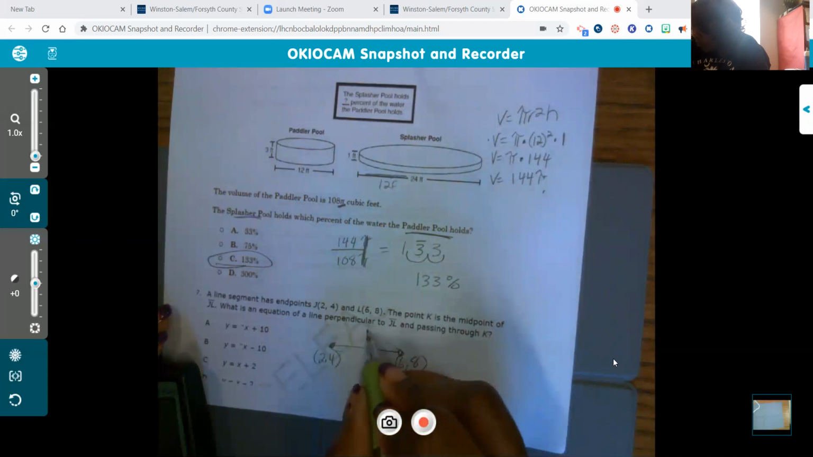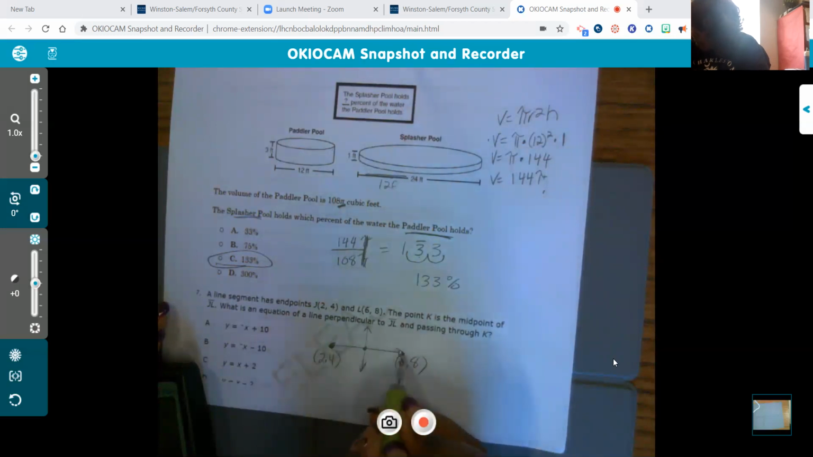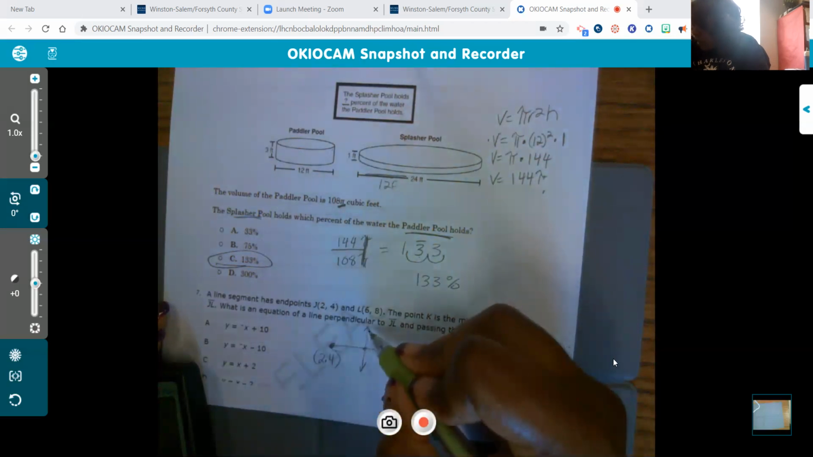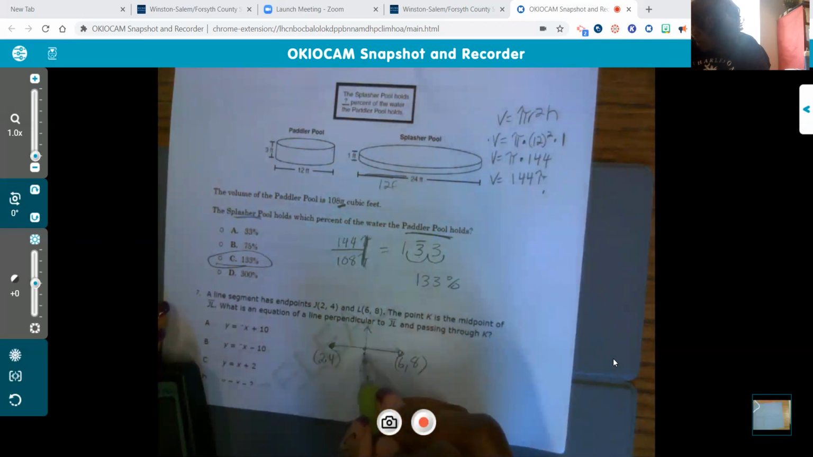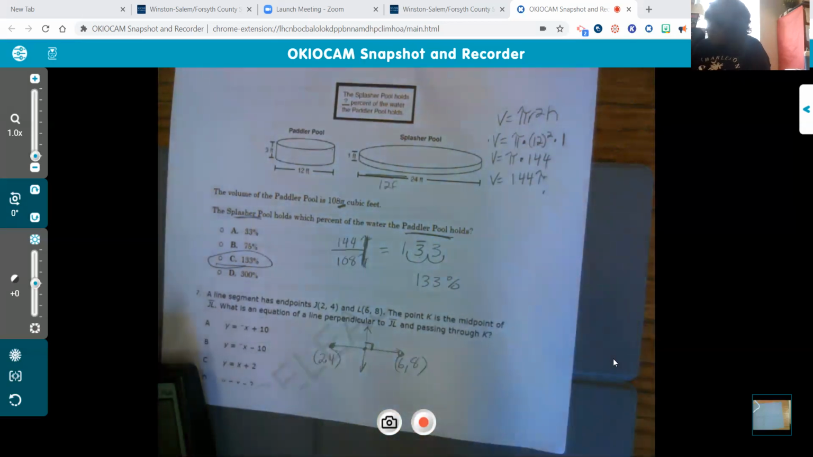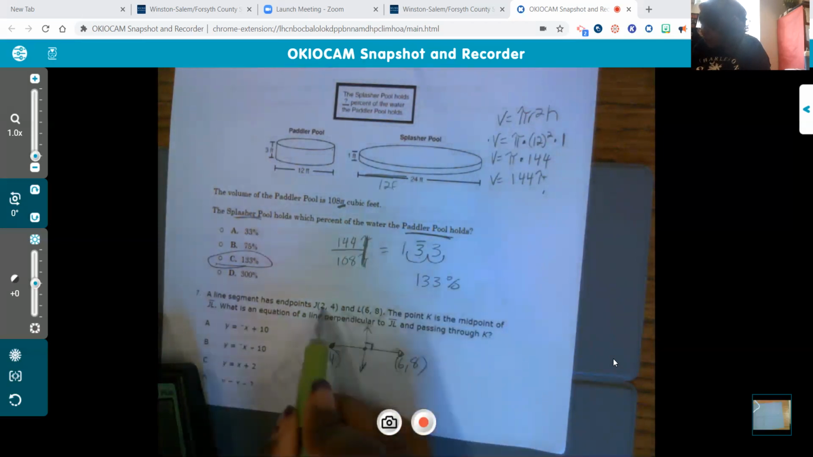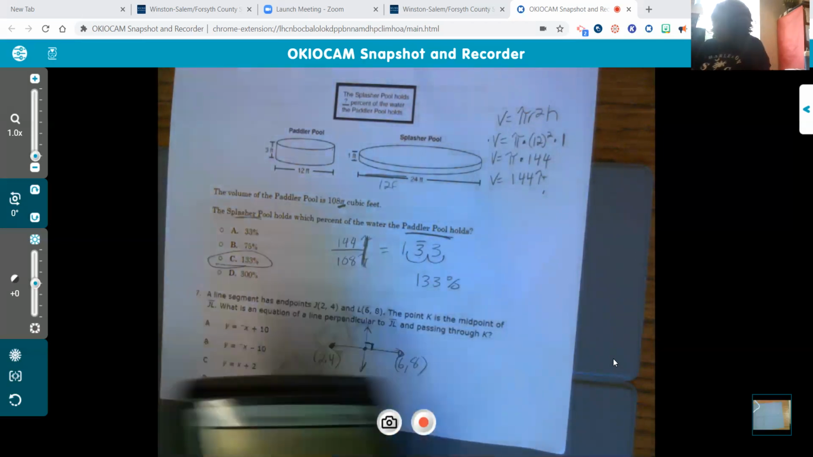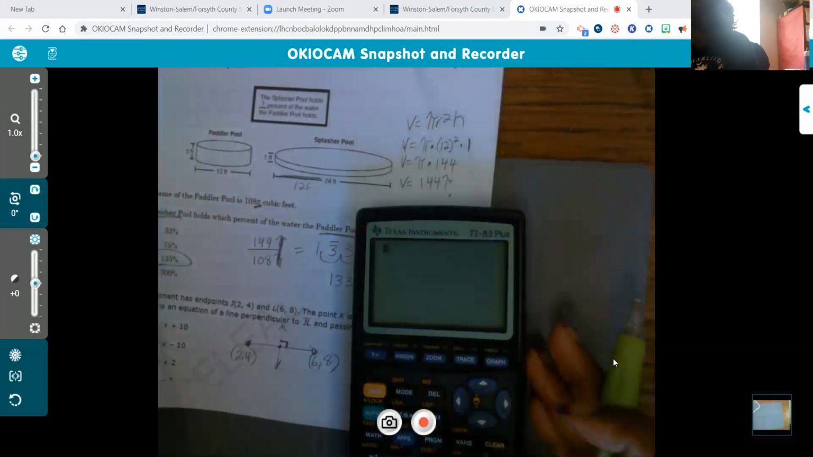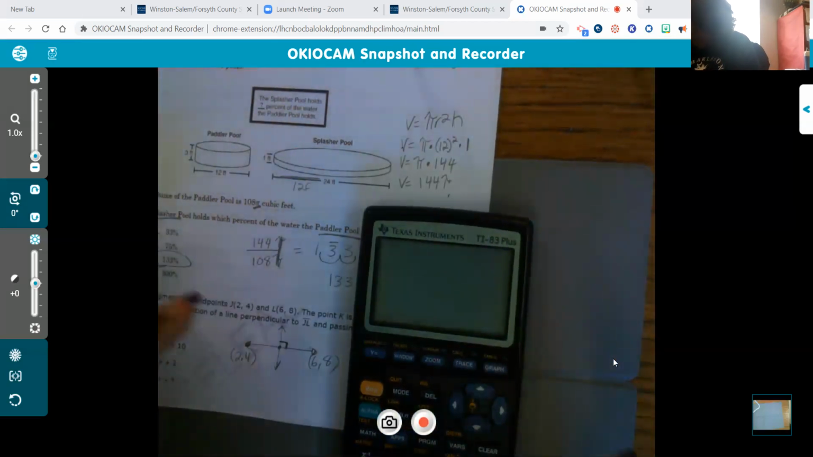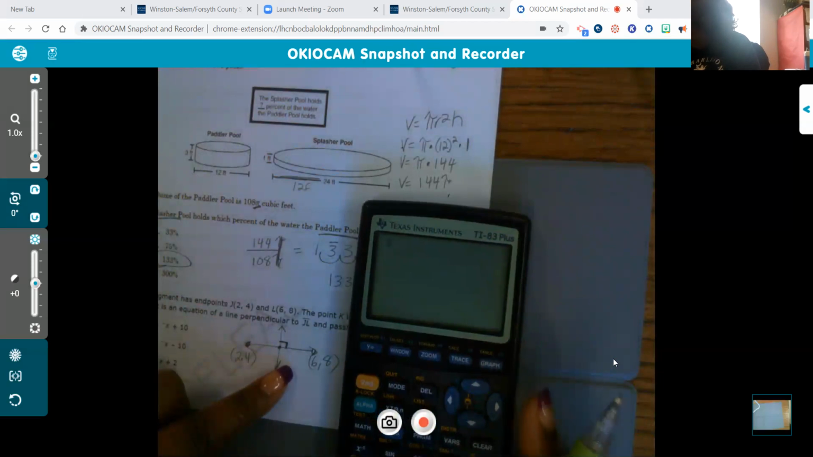We have to figure out what this point right here is, because we have to write the equation for this line to figure out what the slope is. And then after we figure out the slope, we can figure out the equation of the line that goes through it and is perpendicular to it. So first things first, let's figure out the equation of this line. It's calculator active, so we can do that in the calculator. Look at what we have.